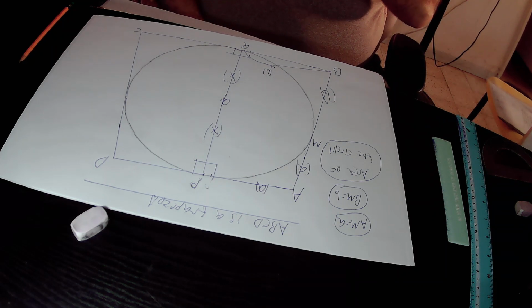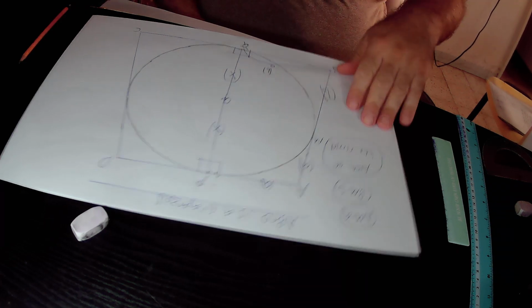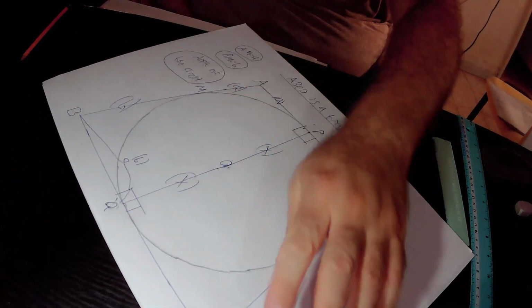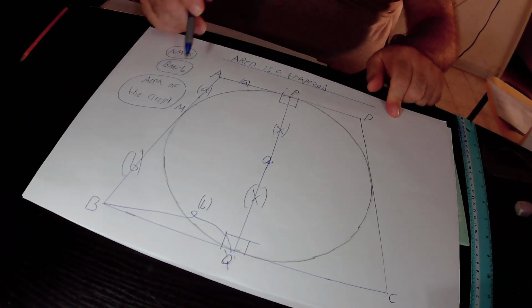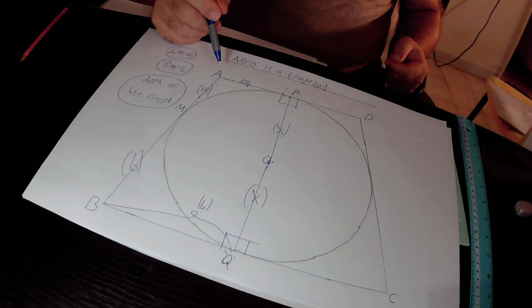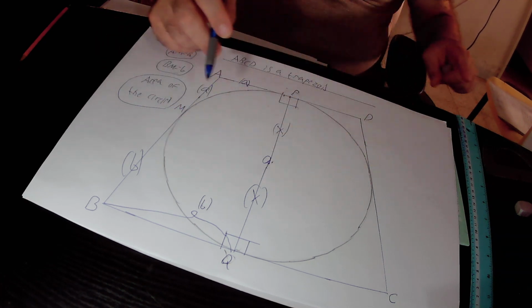In the next step, we will do a construction. That is to say, from this point A, we will draw a perpendicular on BC. Again, from point A, we will draw a perpendicular on BC.